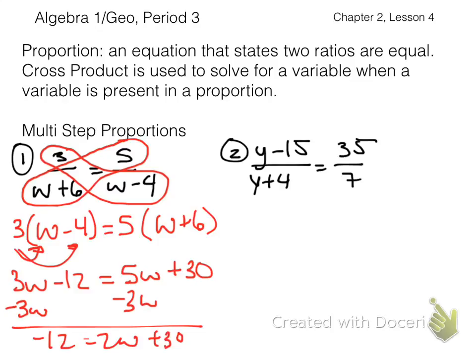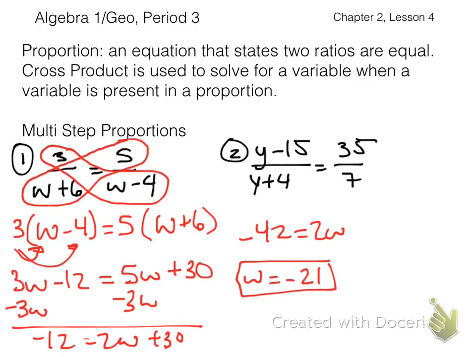I'm going to subtract 30 on both sides, which is going to give me negative 42 is equal to 2w. Divide by 2, divide by 2. W should give you negative 21. Okay, so I did take up a little space there, so I'm going to give you a second, and, well, you can pause. So I'm going to go ahead and erase.